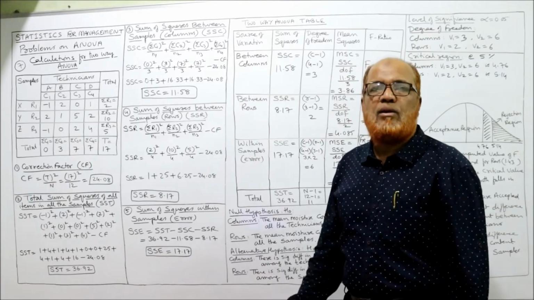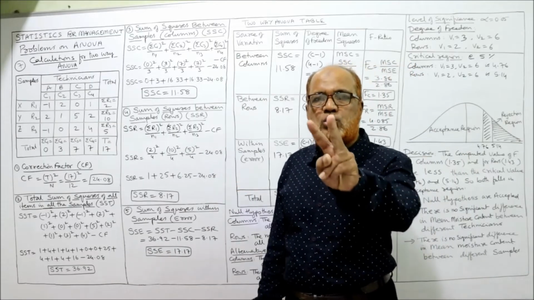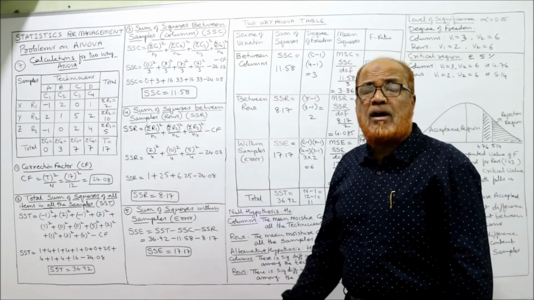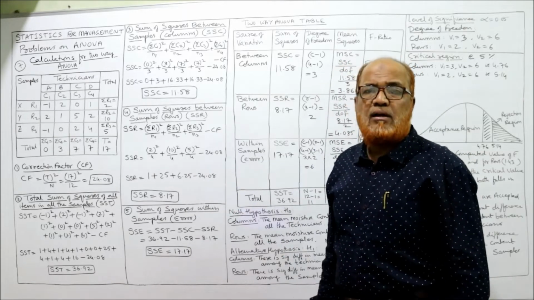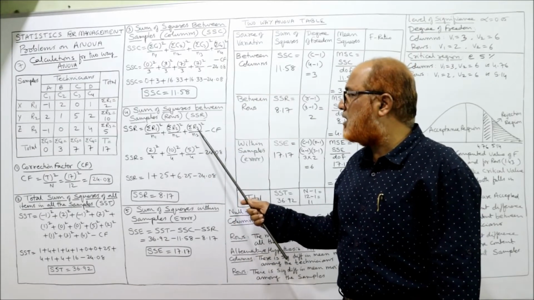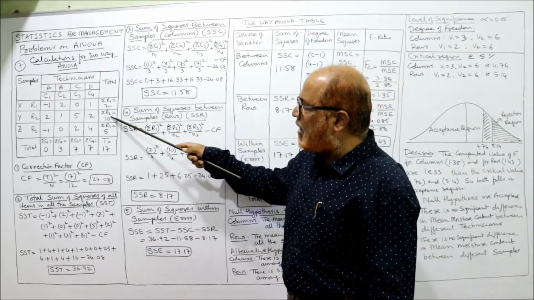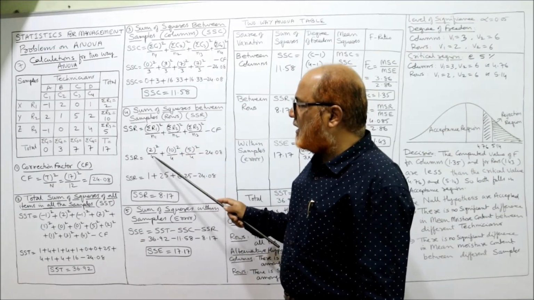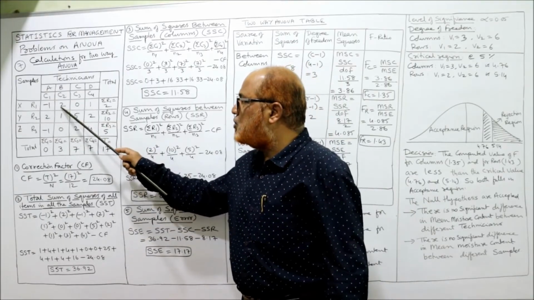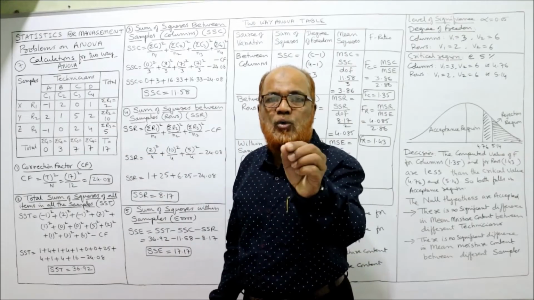Now the sum of squares between rows, SSR. This we require only when we make two-way ANOVA. For one-way ANOVA we don't require this SSR. What is the formula? Summation R1 whole square by N1 plus summation R2 whole square by N2 plus summation R3 whole square by N3 minus CF. We have 3 rows, R1, R2, R3. How many items are there in each row? In each row we have 4 items, so N1 is 4, N2 is 4, N3 is 4.